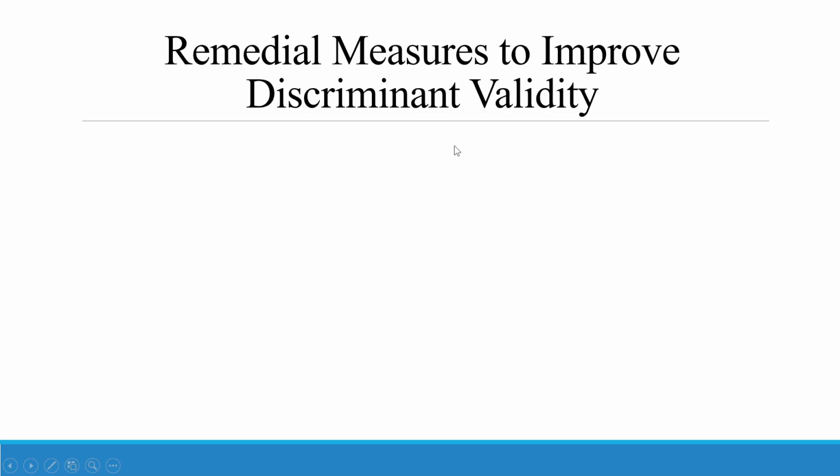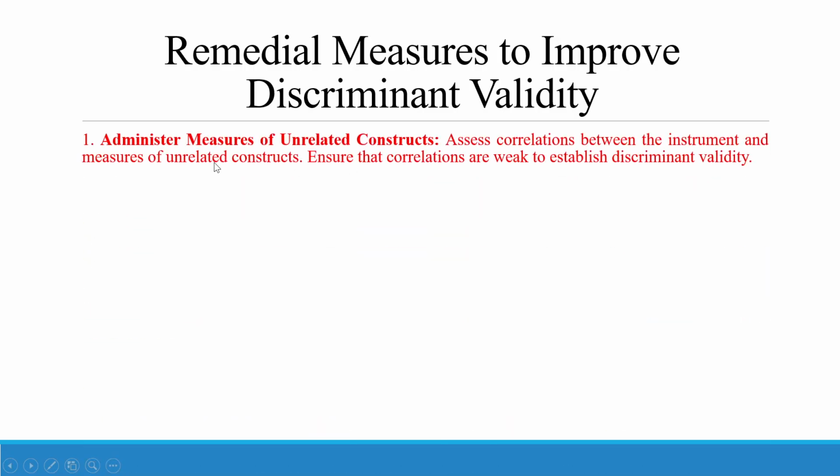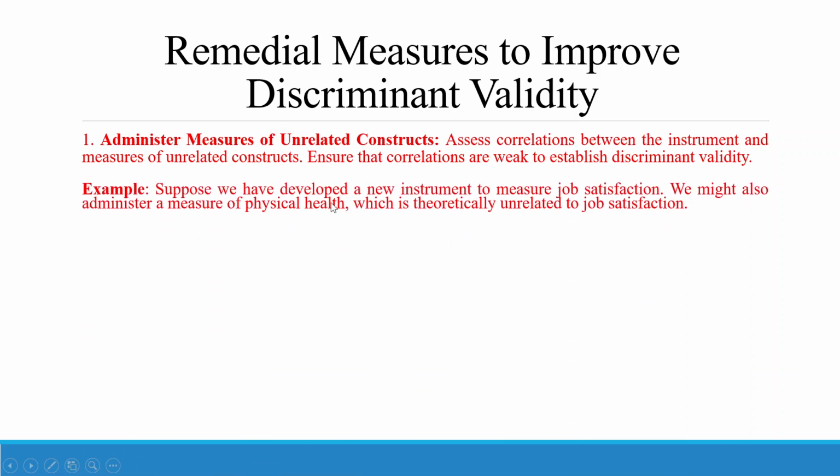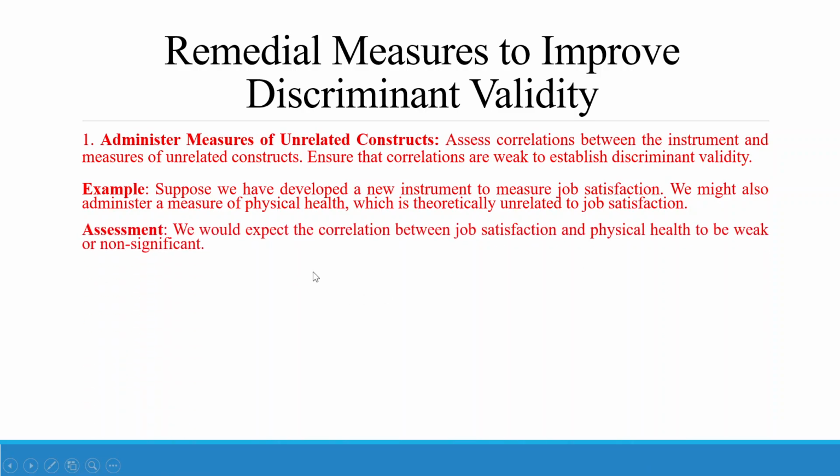Remedial measures to improve discriminant validity. Administer measures of unrelated constructs. Assess correlations between the instrument and the measures of unrelated constructs. Ensure that the correlations are weak to establish discriminant validity. Suppose we have developed a new instrument to measure job satisfaction. We might also administer a measure of physical health, which is theoretically unrelated to job satisfaction. We would expect the correlation between job satisfaction and physical health to be weak or non-significant.